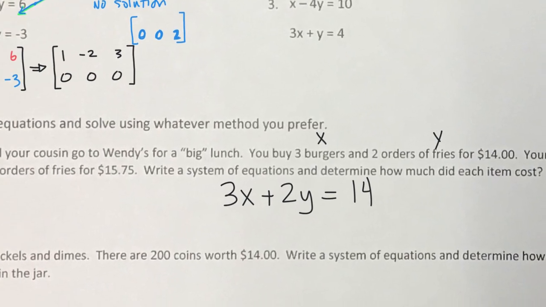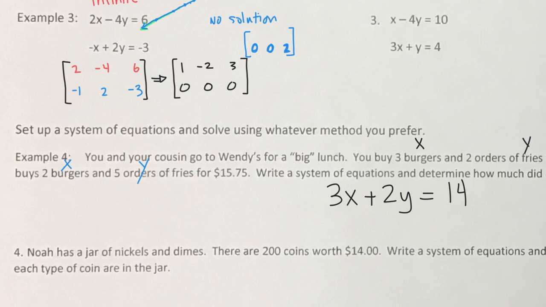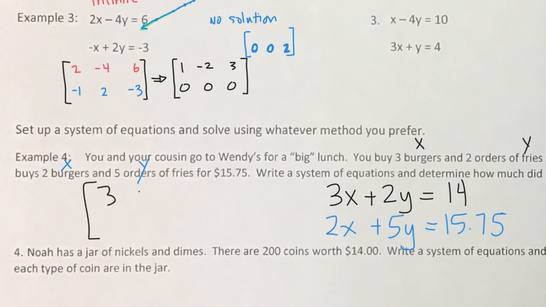Your cousin, it says, ordered 2 burgers and 5 fries for $15.75. So we can write that equation as 2x plus 5y equals 15.75. So these type of problems are really good for a matrix to solve. Your calculator loves doing this kind of stuff. So this is the matrix that we're going to plug into our calculator. And let's see what it gives us.